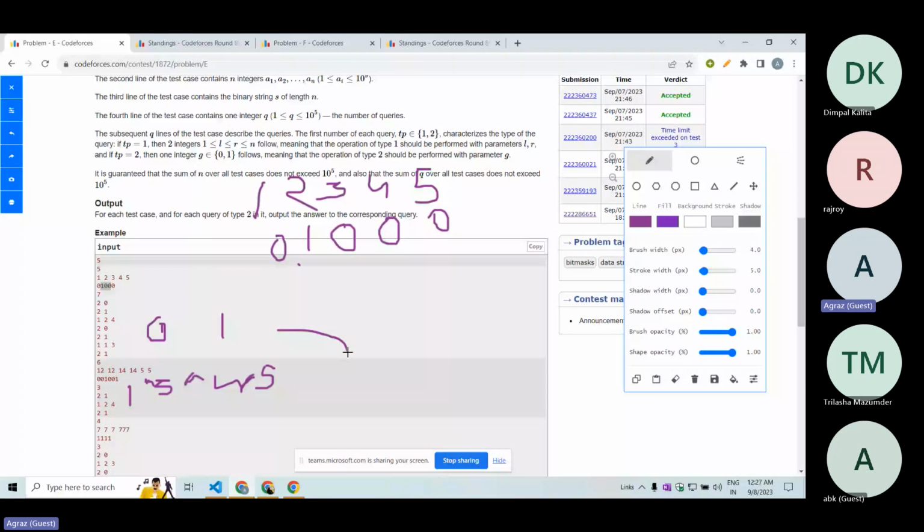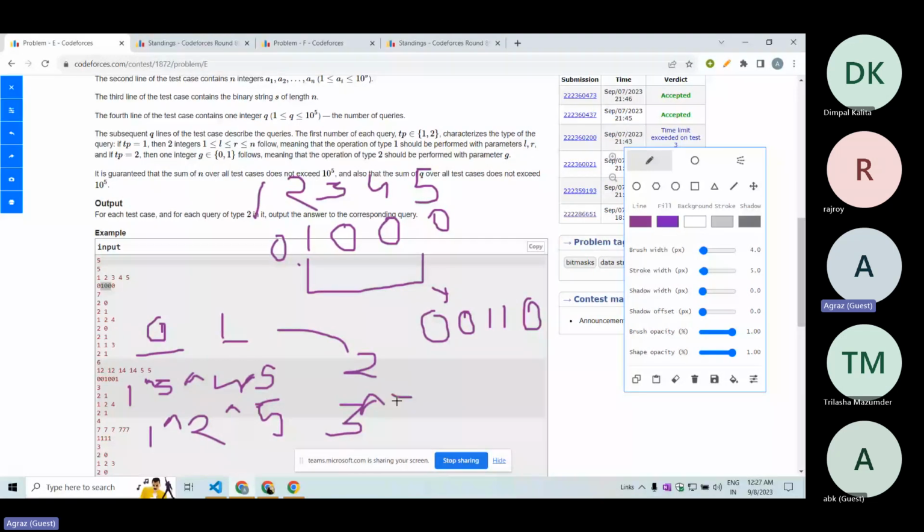Now if we have to update, for example an L to R query, for example we have to update this. So now the string will become 0 0 1 1 0. So now container 0 has to be 1 XOR 2 XOR 5, and for container 1 we have to just keep 3 and 4.